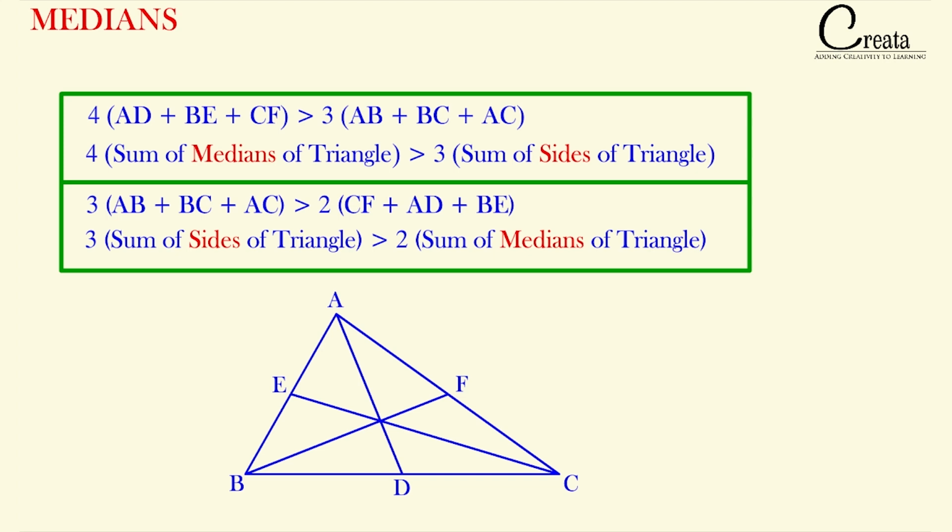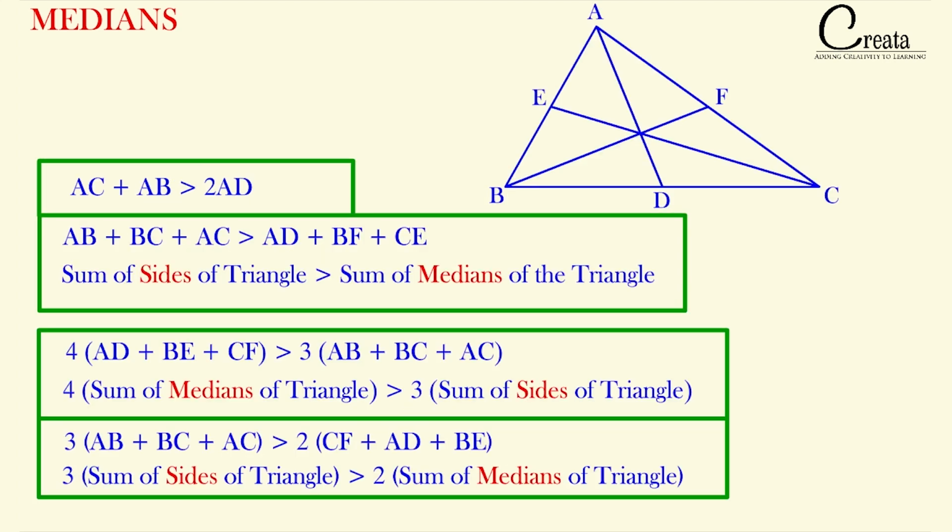For the first relation, 4 is greater than 3. So you can remember that 4 times the sum of medians is greater than 3 times the sum of the sides of the triangle. Further, in the next relation, the numeric 3 is greater than 2. So you can remember 3 times the sum of the sides of the triangle is greater than 2 times the sum of medians of the triangle. Got it? These are the 4 relations which have greater than or less than symbols.